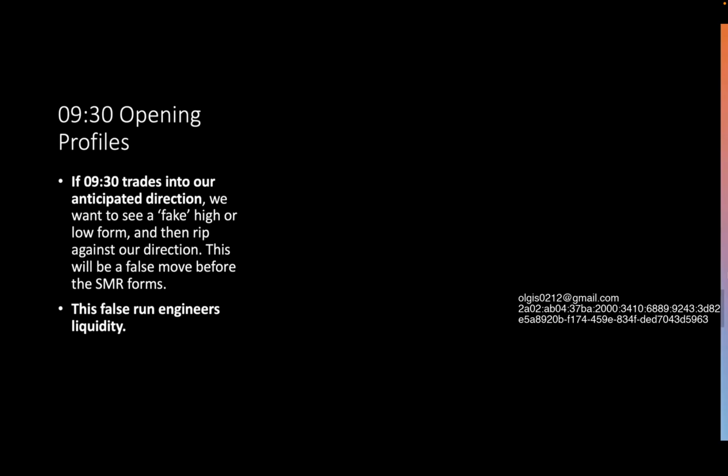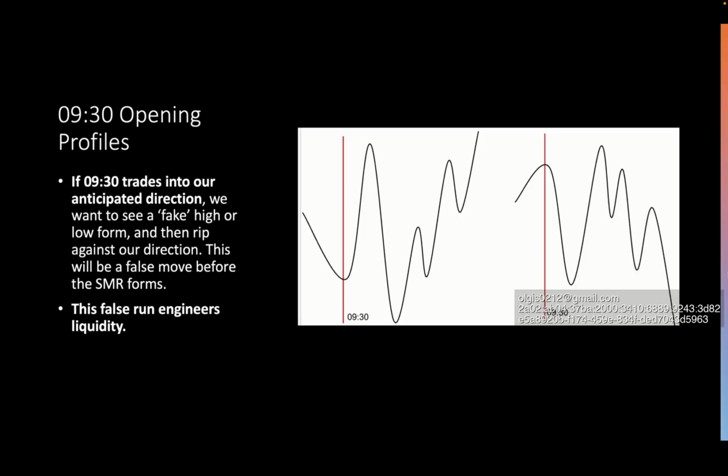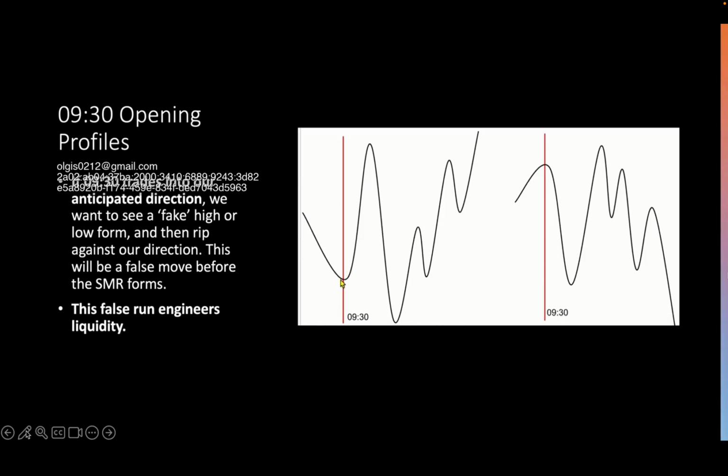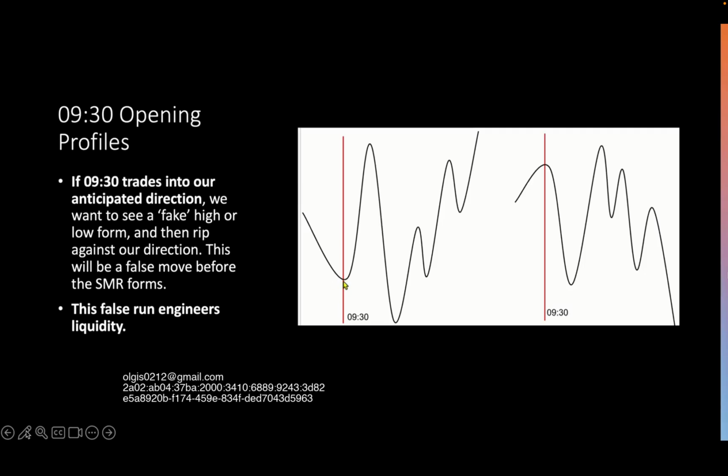This false run engineers liquidity again. What we see is the following. We are bullish on the marketplace. From 9:30 on, we see that the market rips higher and it forms a high. Again, what does every retail-minded trader think when they see that? They want to buy that market. And what occurs afterwards is that sell-side delivery occurs and the market gets repriced below the sell-side liquidity that was engineered from the 9:30 opening.